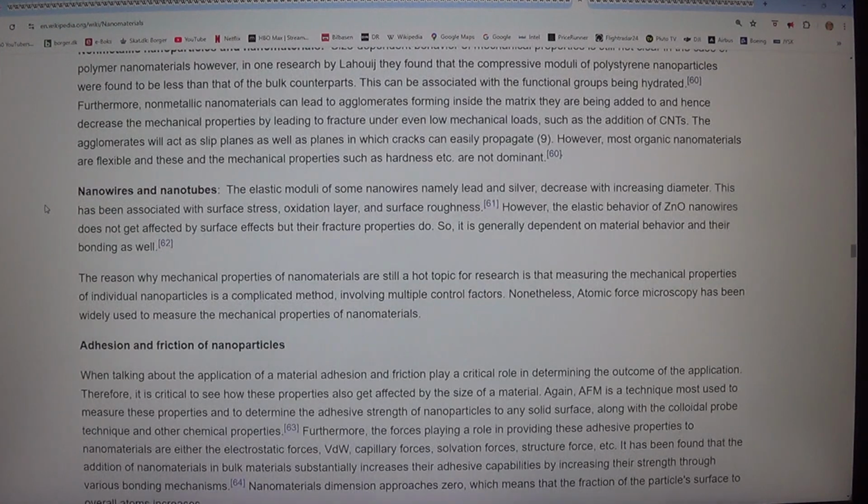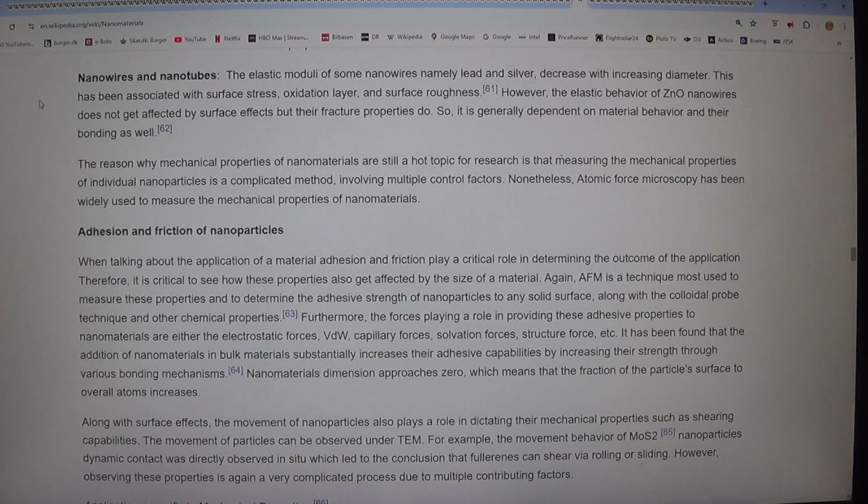The elastic moduli of some nanowires, namely lead and silver, decrease with increasing diameter. This has been associated with surface stress, oxidation layer, and surface roughness. However, the elastic behavior of ZnO nanowires does not get affected by surface effects, but their fracture properties do. So, it is generally dependent on material behavior and their bonding as well.